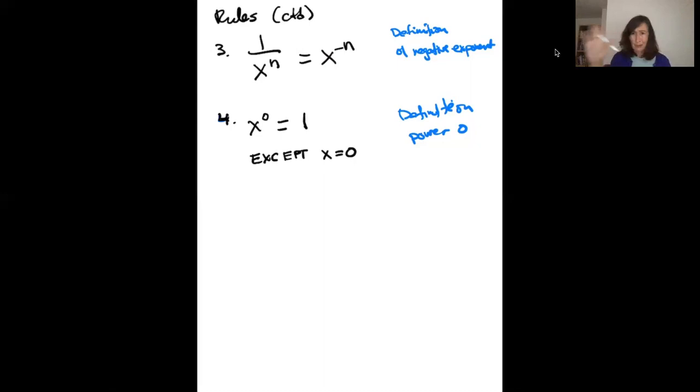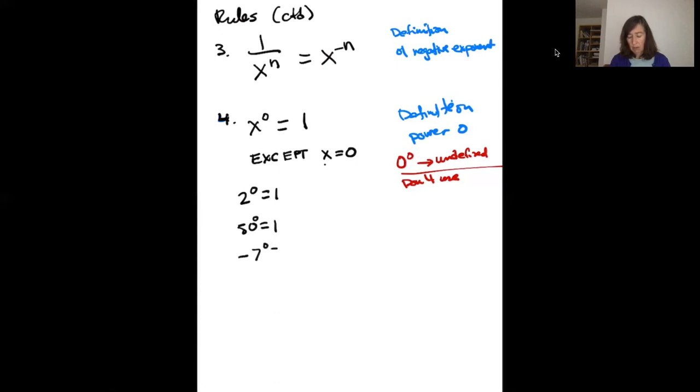and that's going to work out really nicely for a lot of the algebra that we want to do. But if we start with 0, we can't raise it to the power 0. 0 to the 0 power is undefined. Don't use it, stay away. If I could draw a skull and crossbones, I would. So this is not defined, but any other number is fine. 2 to the 0 power equals 1, 50 to the 0 power equals 1, -7 to the 0 power equals 1, always equals 1.